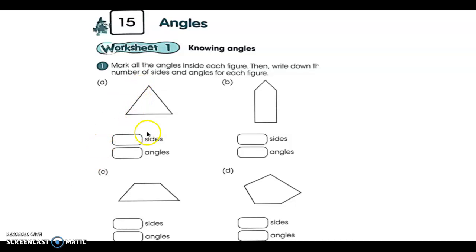Now for this one, we know that there are 3 sides. 1, 2, 3. And then 1, 2, 3 angles. So number of sides are 3, number of angles also 3. Now this one, 1, 2, 3, 4, 5. 5 sides. 1, 2, 3, 4, 5. 5 angles. Now you can proceed with number C and D.